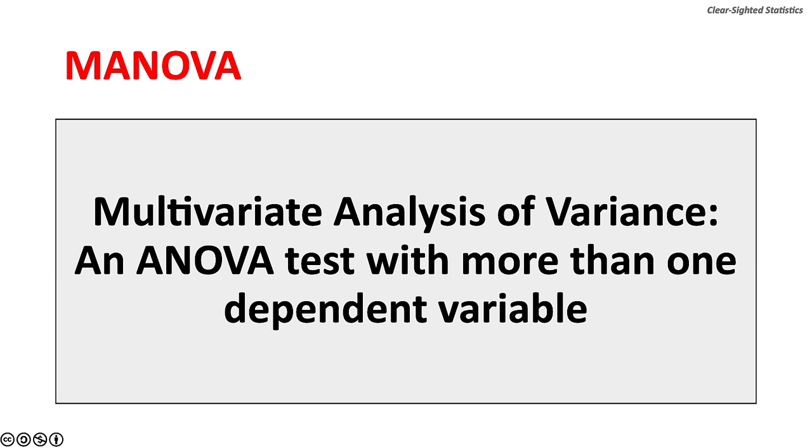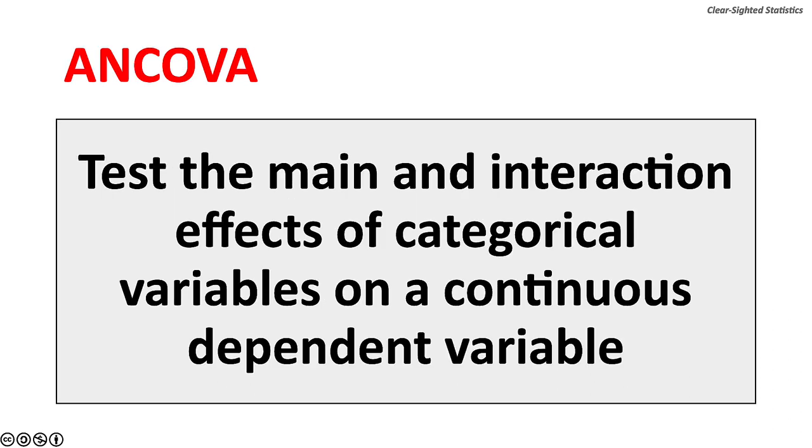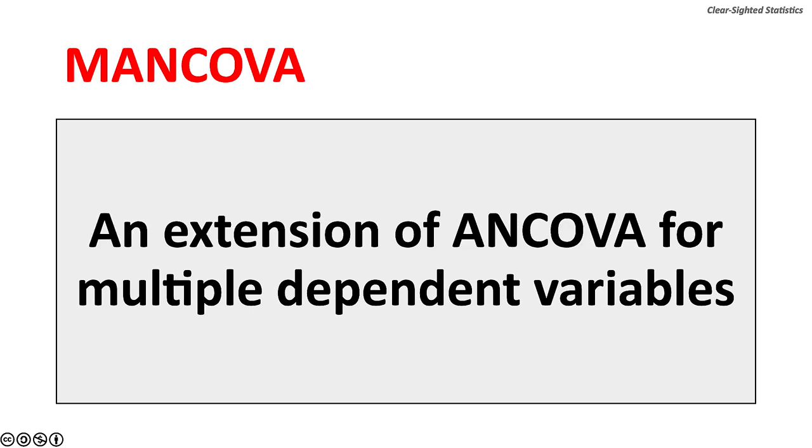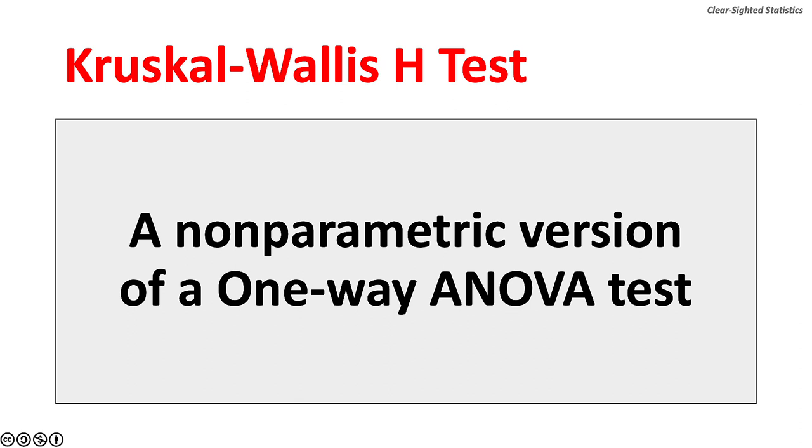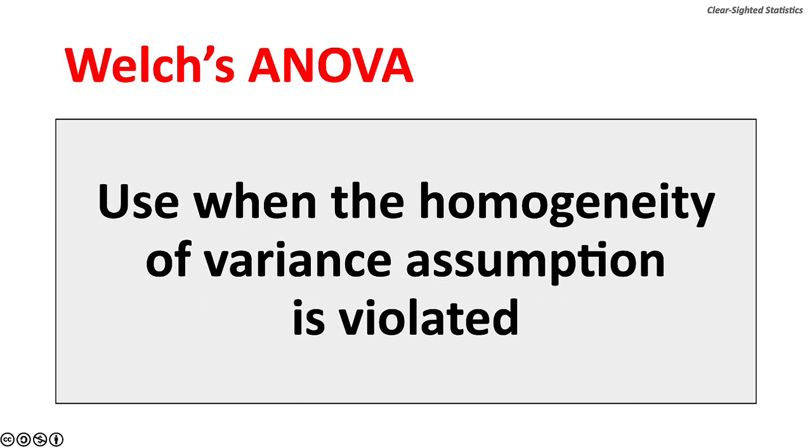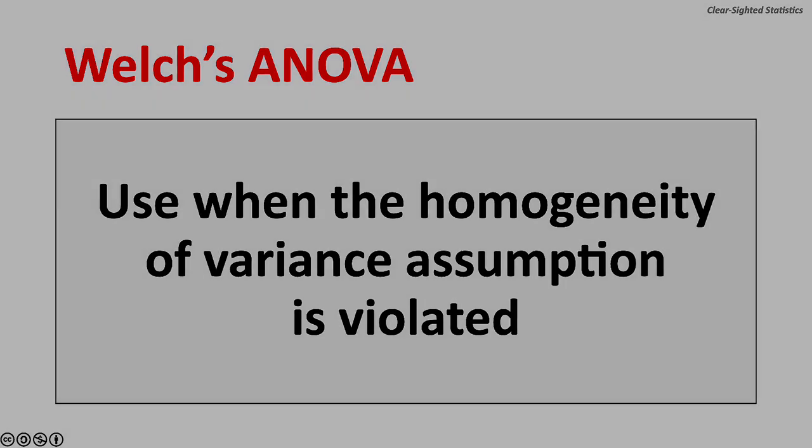MANOVA, or multivariate analysis of variance, is an ANOVA test with more than one dependent variable. ANCOVA is analysis of covariance. It tests the main and interaction effects of categorical variables on a continuous dependent variable. MANCOVA is multivariate analysis of covariance. It is an extension of ANCOVA for multiple dependent variables. The Kruskal-Wallis H test is a nonparametric version of the one-way ANOVA test. Welch's ANOVA is used when the homogeneity of variance assumption is violated.